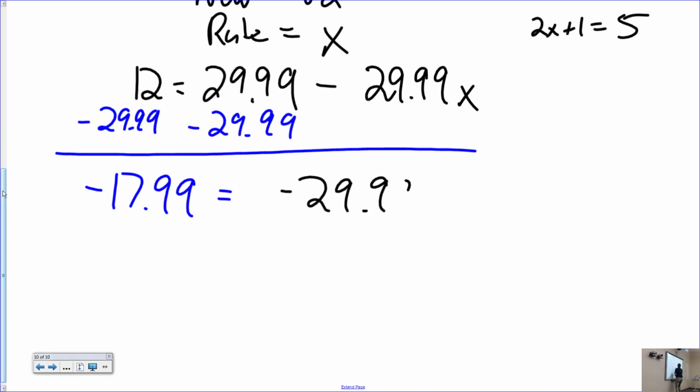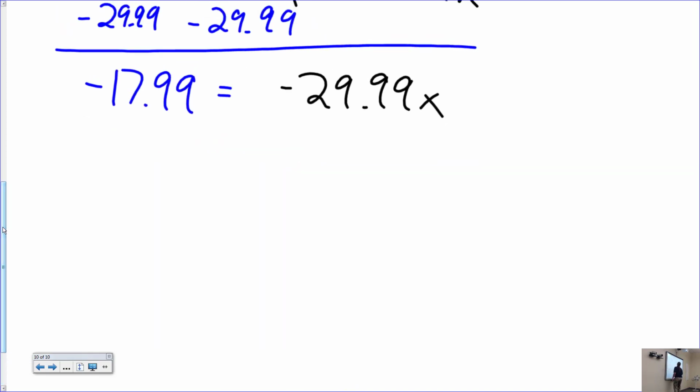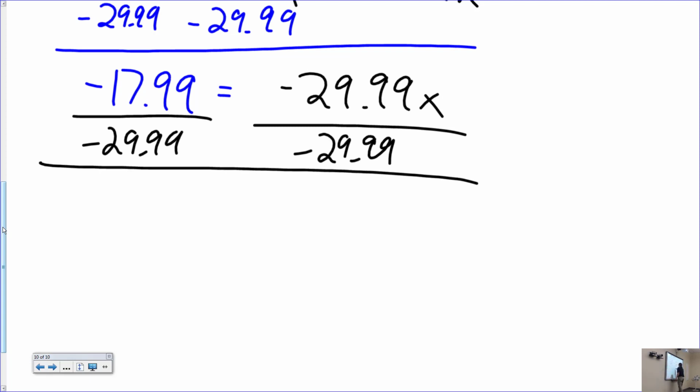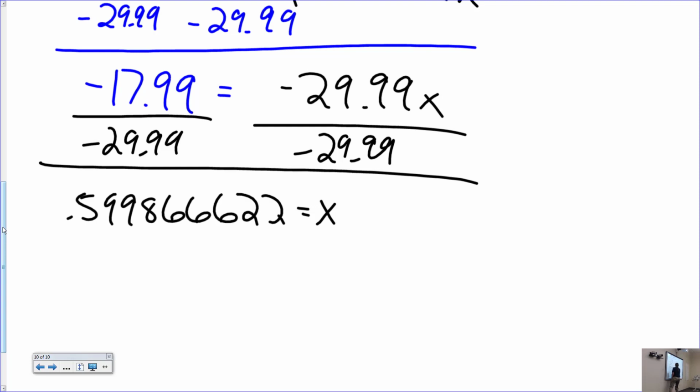Minus 29.99x. So to get x by itself, what are we going to have to do? Divide by that negative, and what do the two negatives do? Cancel and become positive. Okay, that makes a little bit more sense, all right? So yeah, we got to finish the problem off, dividing by negative $29.99. All right, so somebody punch that in your calculator and give me all of the digits, all of them. 0.59986662, 2, another 2. That's enough, probably.